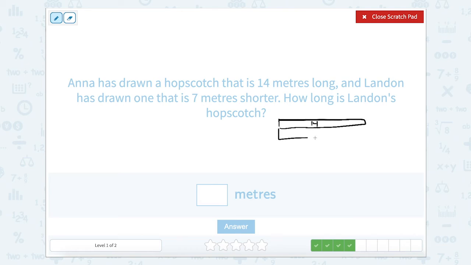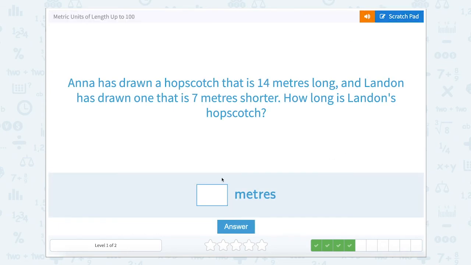This one is 7 meters shorter. So then what is left? Well, what is left is how long Landon's is. So 7 plus something equals 14. Well, if we know our doubles, we know that 7 plus 7 equals 14. So then Landon's is 7 meters long.